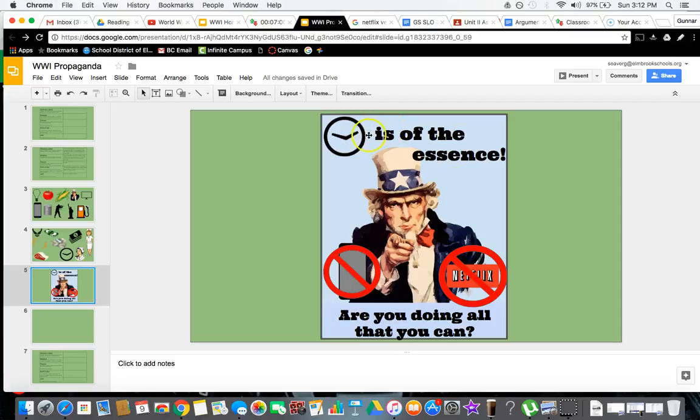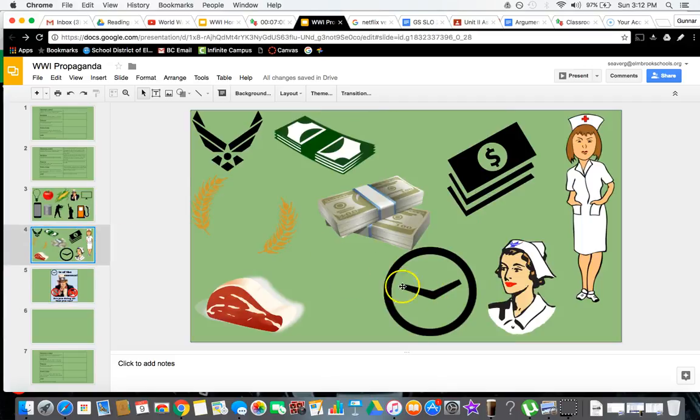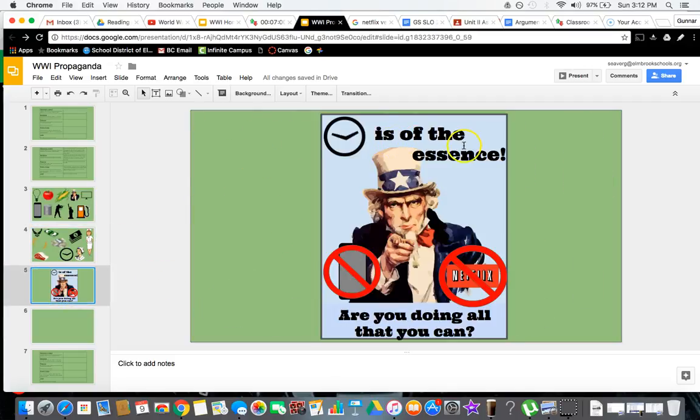So I have my poster that I quickly made. It has the clock, which I have over here that you can copy and paste and use. It says, "Time is of the essence." Got Uncle Sam in the background. Are you doing all that you can? And we have a red X over an iPhone and Netflix here. Really, the message here is asking people to put down their electronics, give up some of that entertainment, and make sure you're doing something to support the war. Are you doing all that you can? Are you putting all your time and energy towards supporting the war effort? So again, that's a little bit more of a modern twist on it.